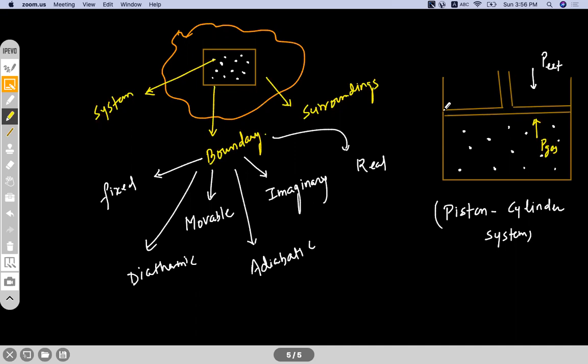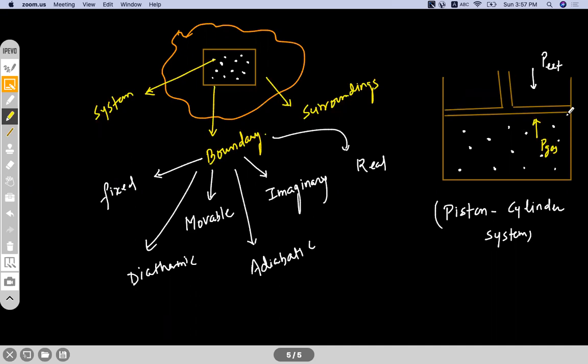And if it is not fixed, if you don't fix this piston over here, then you apply pressure, you increase pressure, the piston will come down, correct? Yes or no? So the boundary is changing, right? The boundary is movable now. It is moving up and down. You increase the internal pressure, the piston will move up, correct? So this we call a movable boundary, right? Understood, movable boundary?